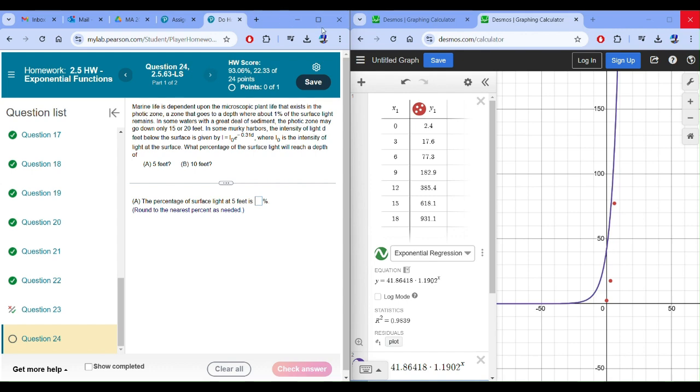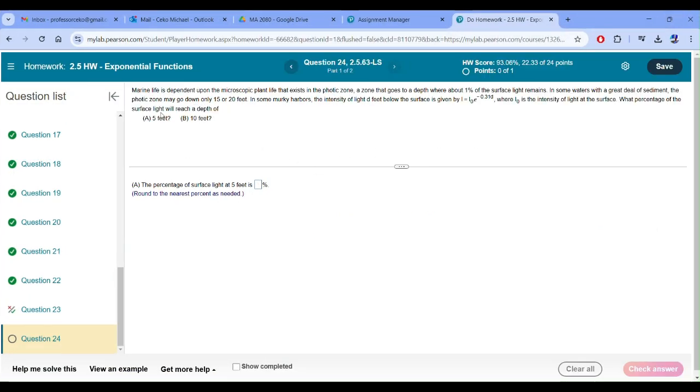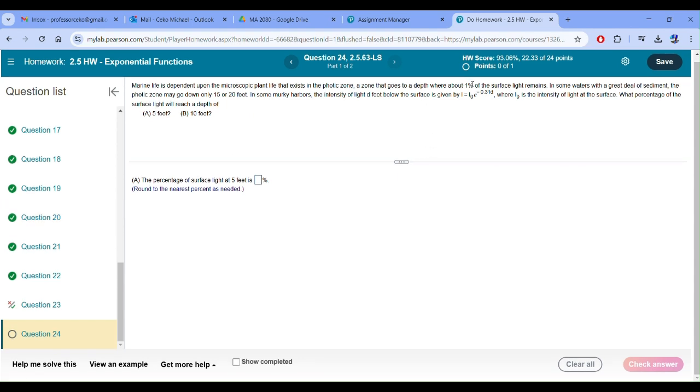All right, let's take a look at this question. Marine life is dependent upon the microscopic plant life that exists in the photic zone, which goes to a depth of 1% of the surface light. In some waters, there's a great percent there, 20%, 15%. This is given by the equation where I is the intensity of light. What percentage of surface light will be at the depth?